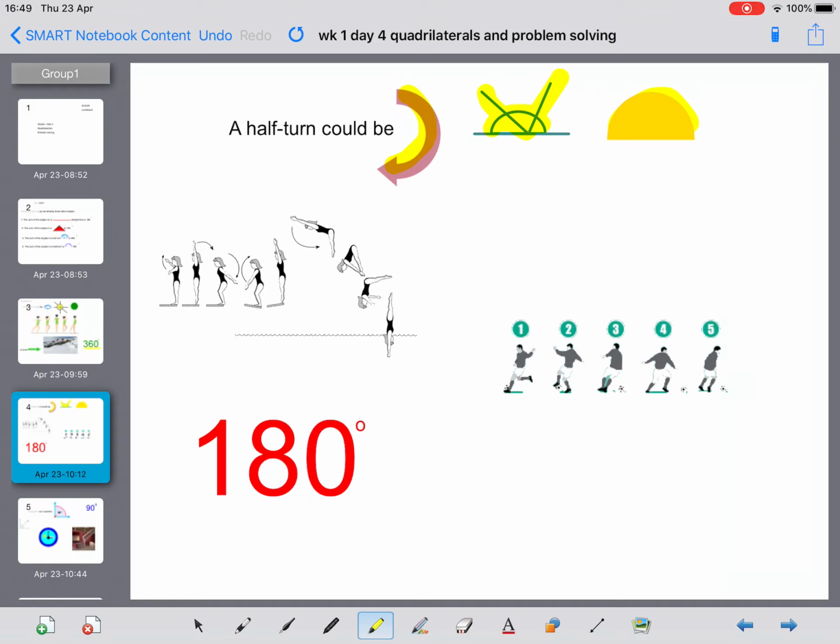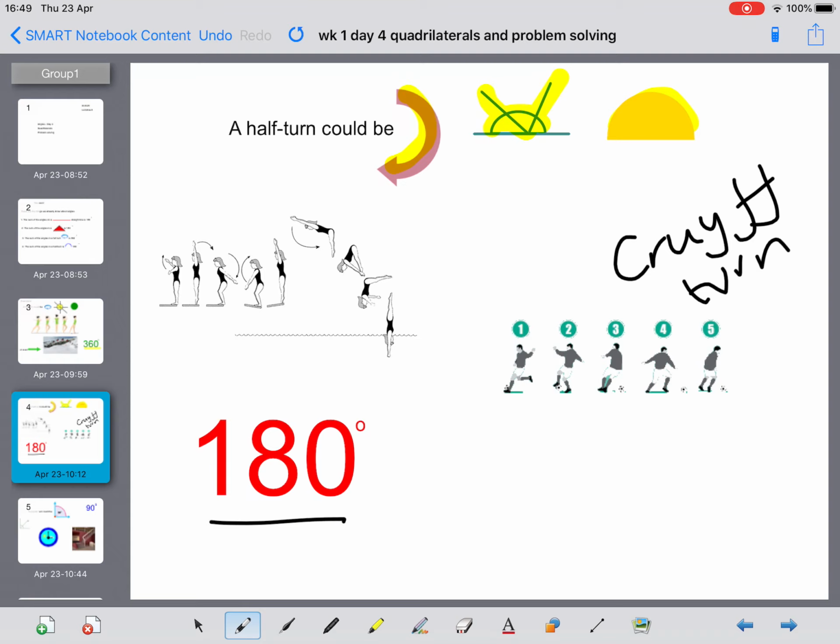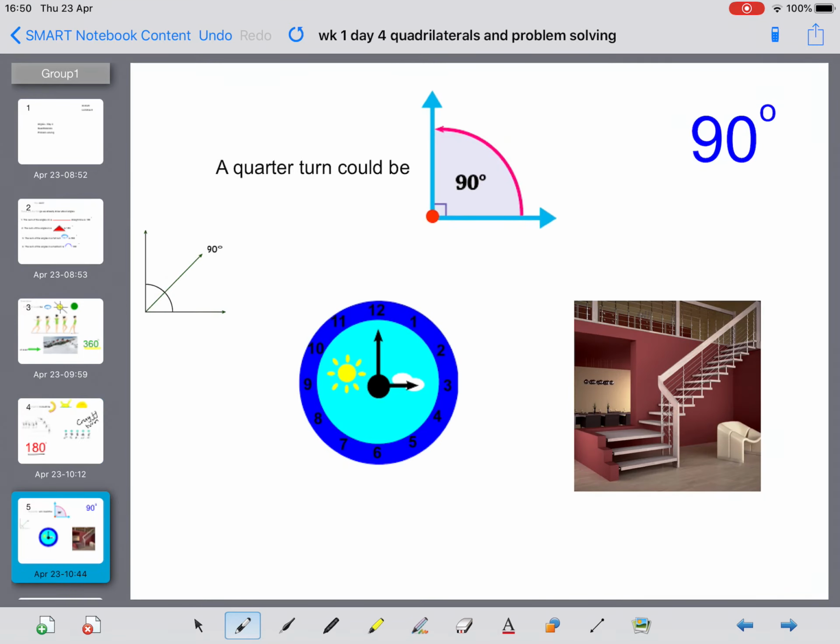Very risky. And this footballer is doing a Cruyff turn. Where you take the ball and you turn the other way around with it. And it's 180 degrees. We also should know that opposite angles are equal, which is something we learnt yesterday.